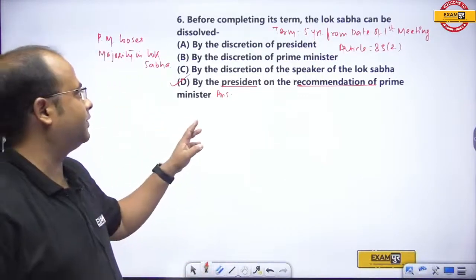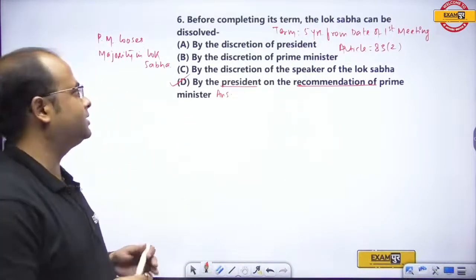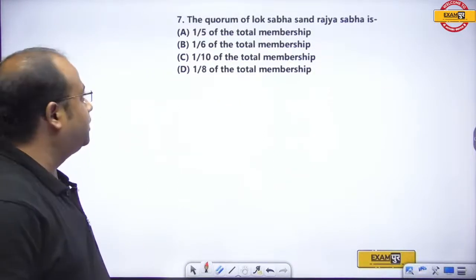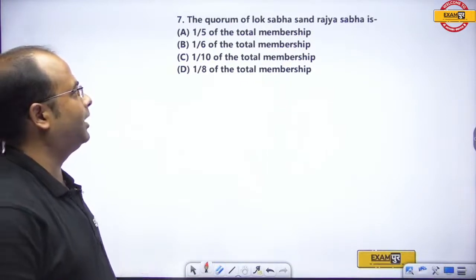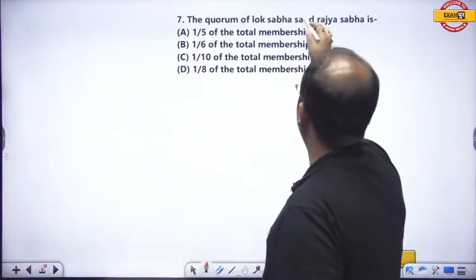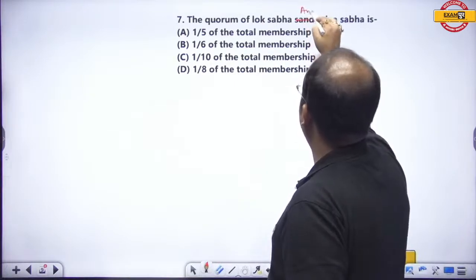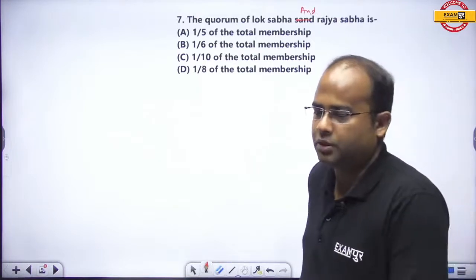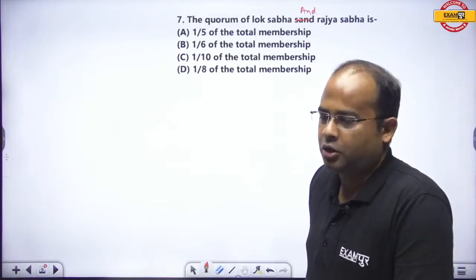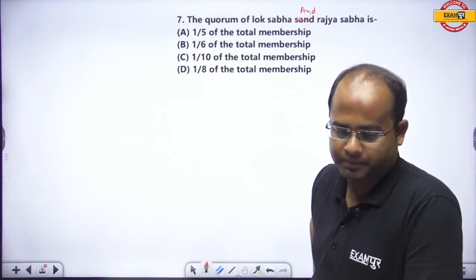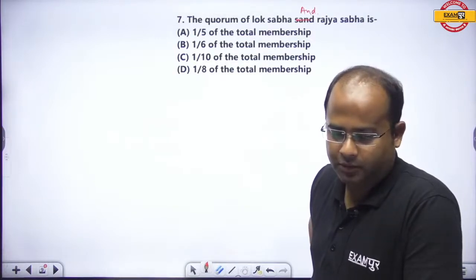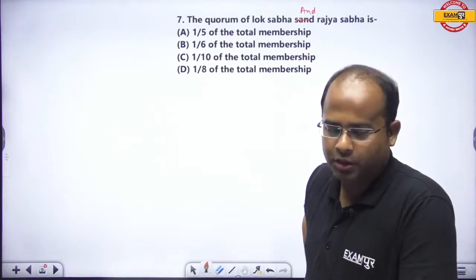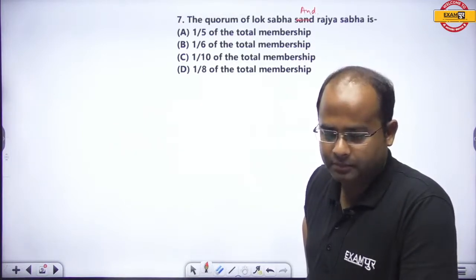Okay, so the correct answer will be option D, that is dissolved by president on recommendation of PM. Now, what is the quorum of Lok Sabha and Rajya Sabha? What is the quorum of Lok Sabha? 1/5 of the total membership, 1/6, 1/10, or 1/8 of the total membership? That's an easy question. Or simply the quorum of both houses of parliament?